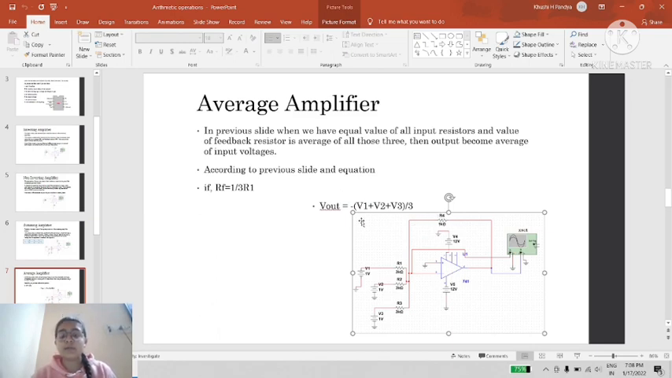So the output voltage of the average amplifier is equal to minus (V1 plus V2 plus V3) divided by 3. Here we have used 3 resistors, so divided by 3. If we use 4 or 5 resistors, then according to that we have to write that value. Let's simulate in Multisim.